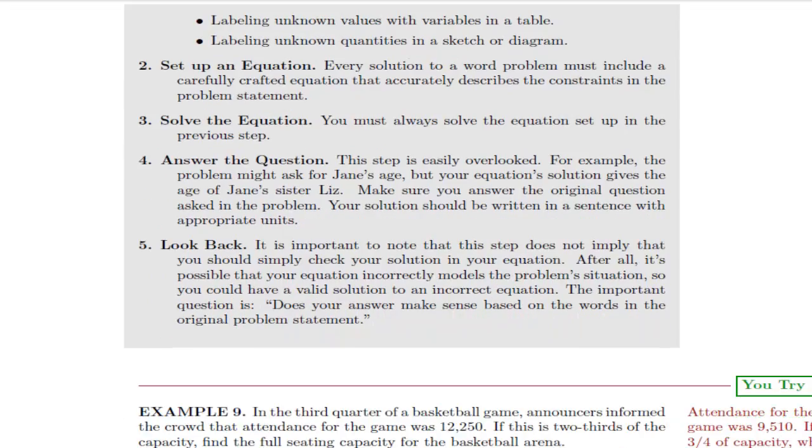2. Set up an equation. Every solution to a word problem must include a carefully crafted equation that accurately describes the constraints in the problem statement. 3. Solve the equation. You must always solve the equation set up in the previous step. 4. Answer the question. This step is easily overlooked. For example, the problem might ask for Jean's age, but your equation solution gives the age of Jean's sister, Liz. Make sure you answer the original question asked in the problem. Your solution should be written in a sentence with appropriate units.